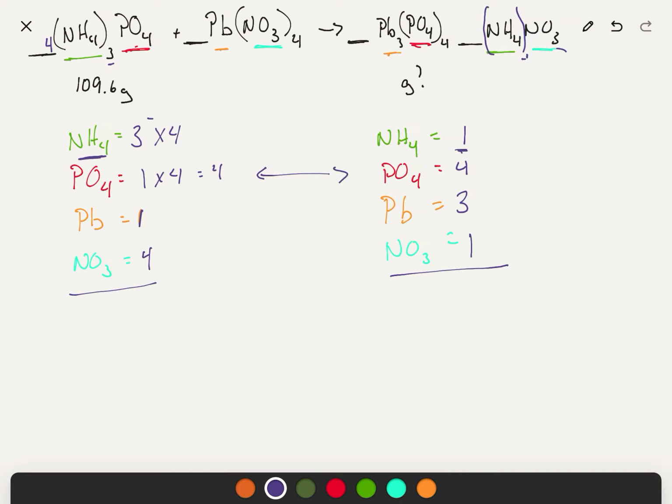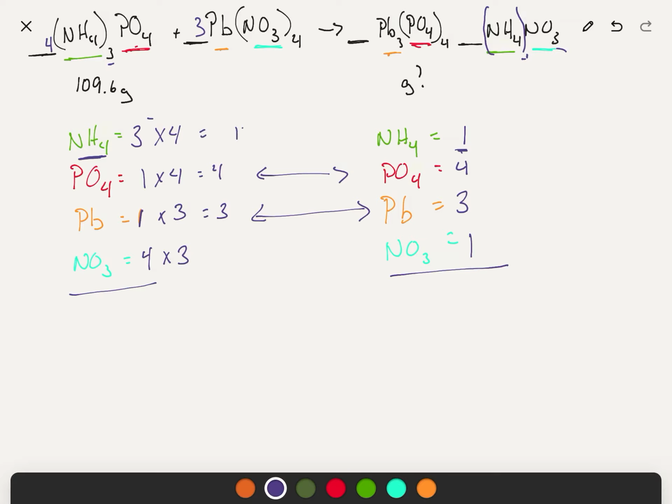Okay, now let's move over and deal with lead. Lead, I've got 1 over here. I've got 3 on the right-hand side. So let's multiply by 3. So I multiply by 3. That's also going to change this by 3. So now I've got 3 here and 3 there. So that's good.